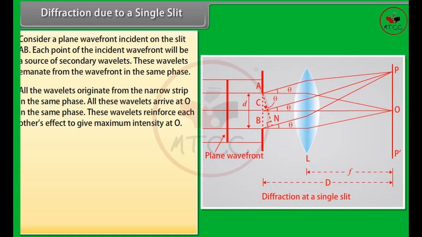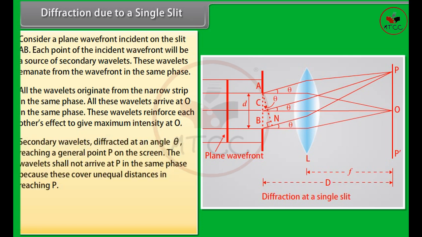Now consider the formation of secondary minima and secondary maxima. Secondary wavelets diffracted at angle theta reach a general point P on the screen. The wavelets shall not arrive at P in the same phase because they cover unequal distances in reaching P. Path difference between the extreme wavelets is given by BN equal to d sin theta.